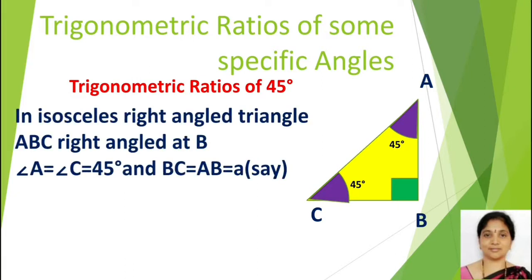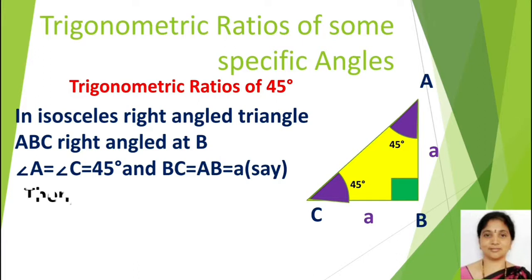So in isosceles right angle triangle ABC, the right angle is at B, and clearly angle A is equal to angle C is equal to 45 degrees, and we know that sides opposite to equal angles are also equal. That means the side opposite to angle A is BC and the side opposite to angle C is AB. When angle A is equal to angle C, we can say that side AB is equal to side BC. Let us say that side is equal to a. I am considering the length of AB as a units and the length of BC also equal to a units.